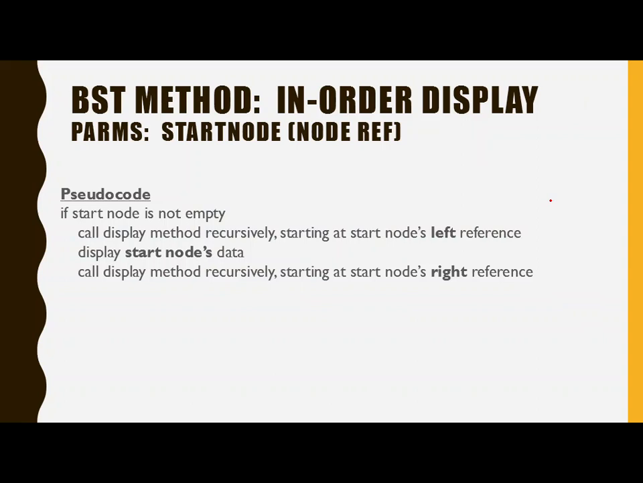What about the pseudocode? Well, pretty straightforward. If this node is not empty, call the display method starting at my left child, then display my data. Again, if the node has a toString, that's easy. And then, not otherwise, and then you're going to do all 3 of these things. Go to my left, show my data, go to my right.